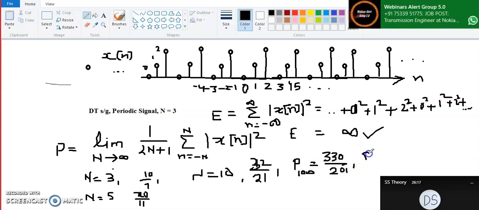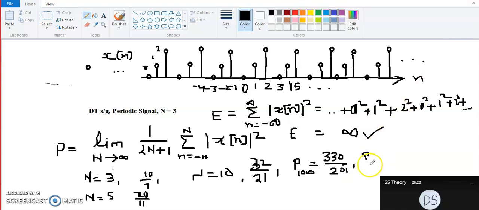And for 1000, I have also calculated it. You can also verify it. It will be 3330 divided by 2001, something like this. So the idea is, as the value of N tends to infinity, the value of P will always be finite.